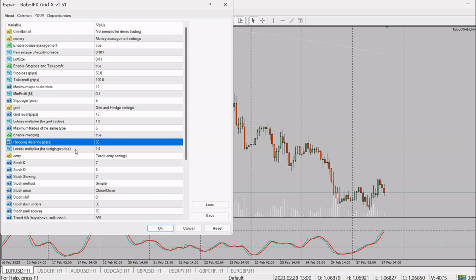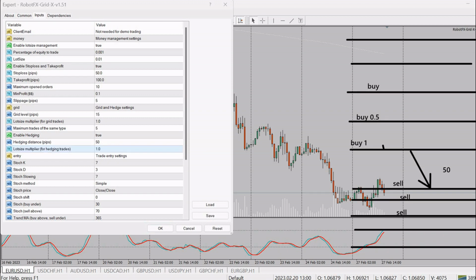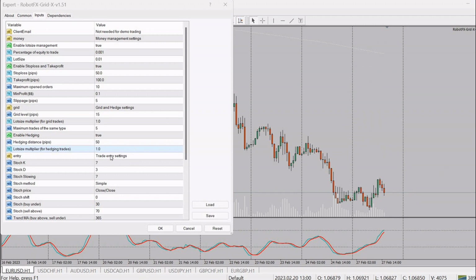And we also have a lot size multiplier for the hedging trades, which can be different than the lot size multiplier for the grid trades, for the initial trades, let's say. So if the expert advisor will use this multiplier for the buys, it will instead use this multiplier for the pending sells on my ugly example right here. Now, this was about the grid itself.